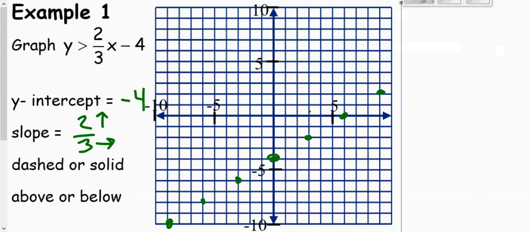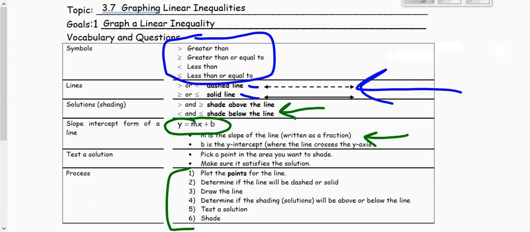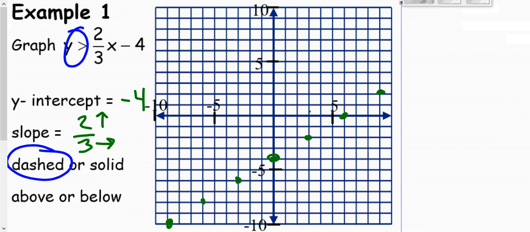Now let's look at our symbol. Looking back at your first page, that symbol is just a greater than, not an equal to. And greater than means I'm going to have a dashed line. So this is going to be a dashed line. I'm going to make sure that it is not a 100% connected line. We've got arrows on each end.